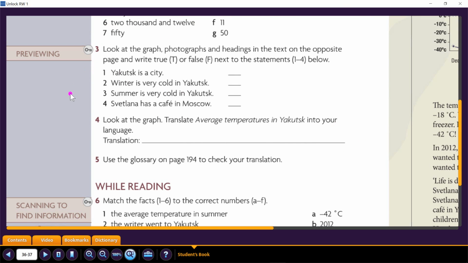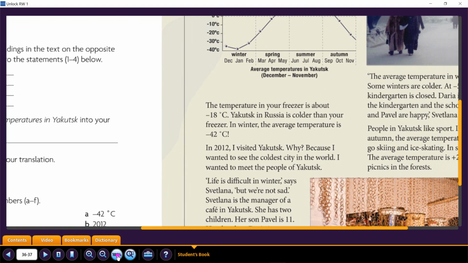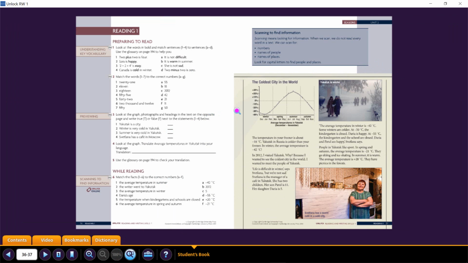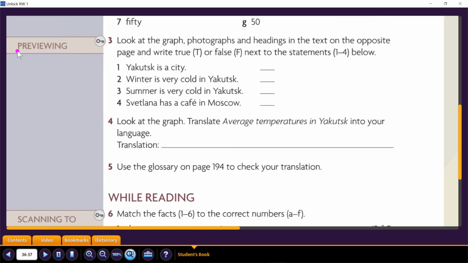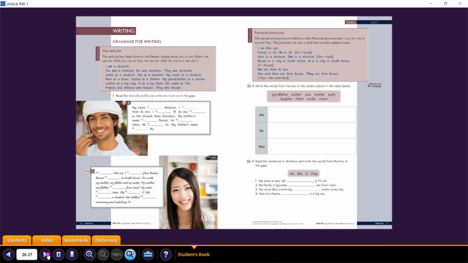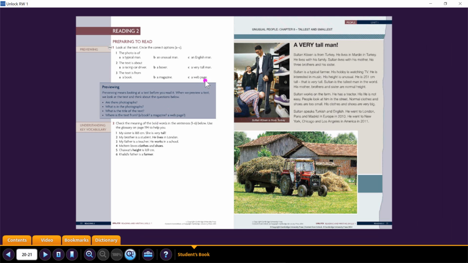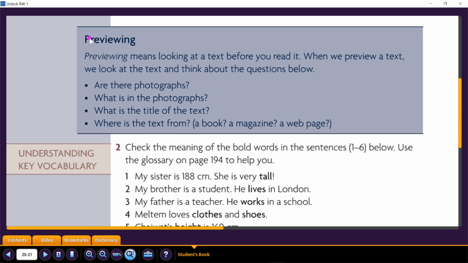Now, ladies, you need to prepare yourselves to read this text. But before that, you need to remember the reading skills we talked about last lecture: previewing, skimming, and scanning. Allow me, ladies, to go back a few pages. Yes, here. To remember, what do we mean by previewing?